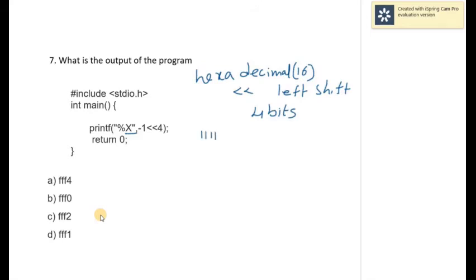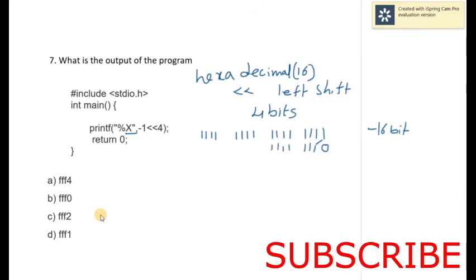So how to represent this minus 1? Suppose it is of 16 bit, minus 1 is going to be represented like this. This is the representation of minus 1 in case of 16 bit. So when I perform left shift one time, here 0 will be inserted, this 1 will be coming here, this 1 will be coming here, this 1 will be coming here. Like this we are going to get per 1 bit shift to the left.